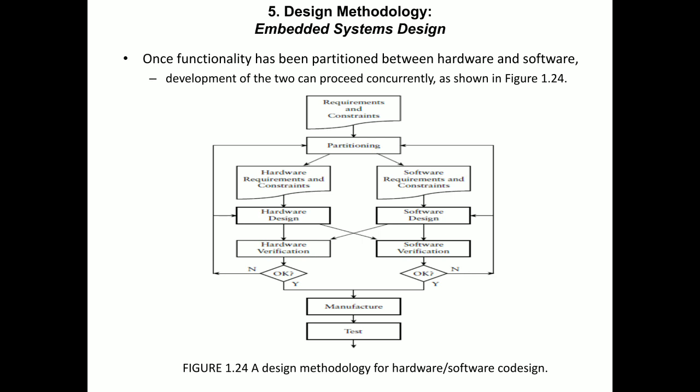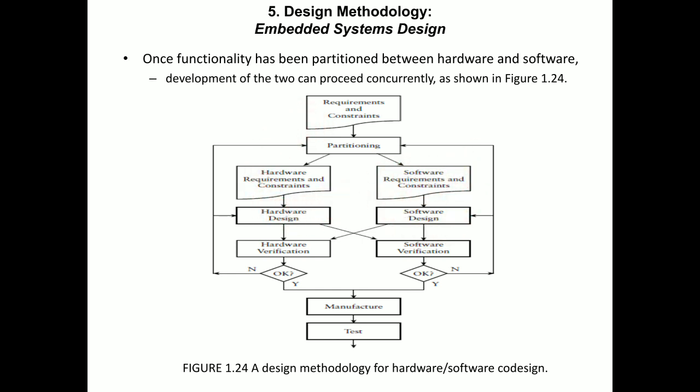Once functionality has been partitioned between hardware and software, development of the two can proceed concurrently as shown in figure 1.24. We are seeing the hardware software co-design development methodology in embedded system design. The first step is requirements and constraints. Next step is partitioning into a hardware part and a software part.